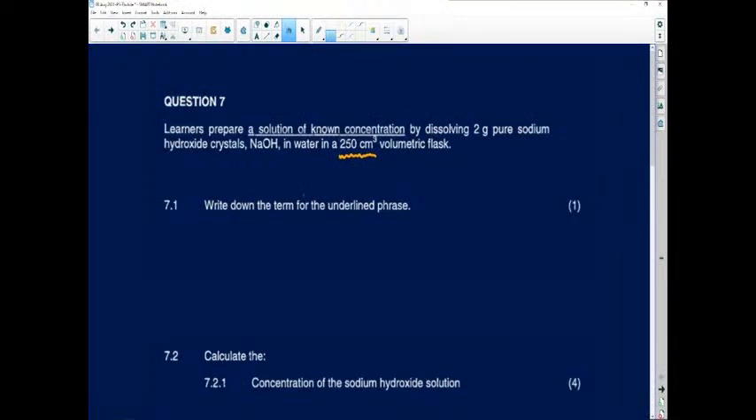So number 7.1 says we must write down the term for the underlined phrase. And this is only 1 mark because this is some of the theory that we need to know. So a solution of known concentration is what we call a standard solution. We call this a standard solution. So that is 1 mark in the bag.